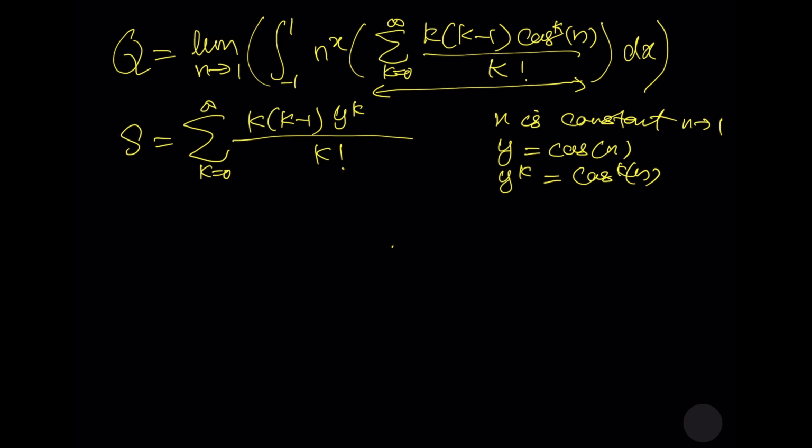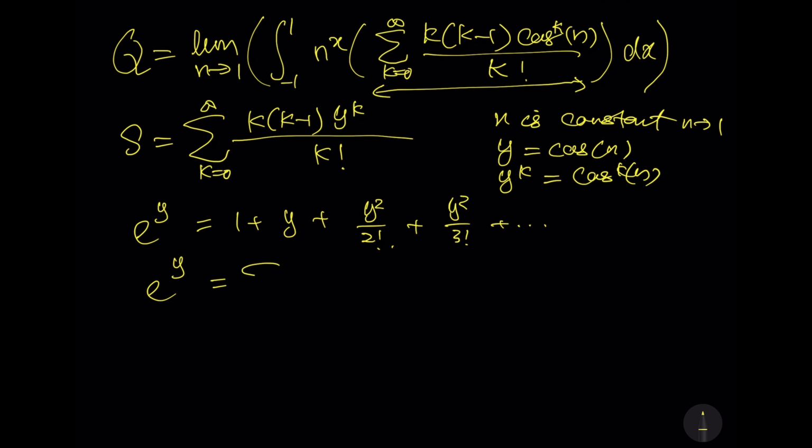Let's see Taylor series for e power y, which is equals to 1 plus y power 2 divided by 2 factorial plus y power 3 divided by 3 factorial, and so on. Or e power y equals to summation for k equals to 0 until infinity, y power k divided by k factorial. The right hand side of this equation is similar to s but missing something.